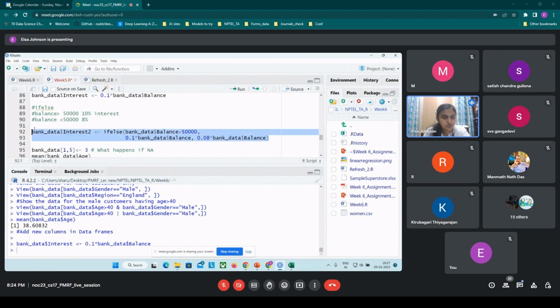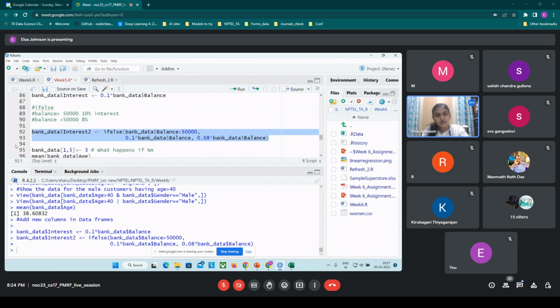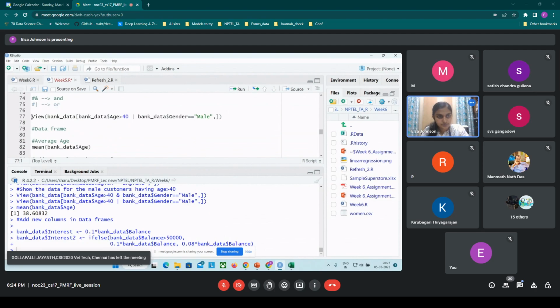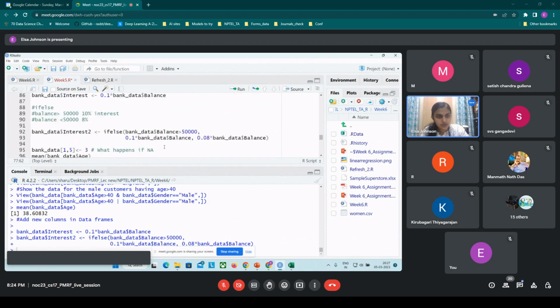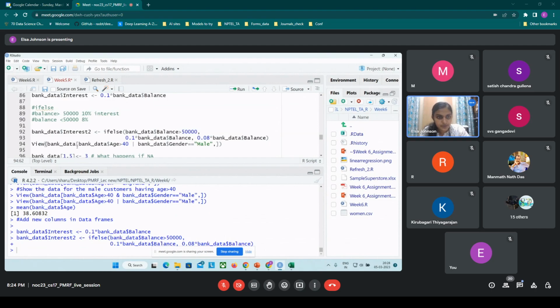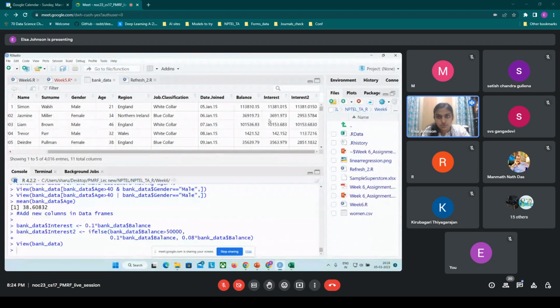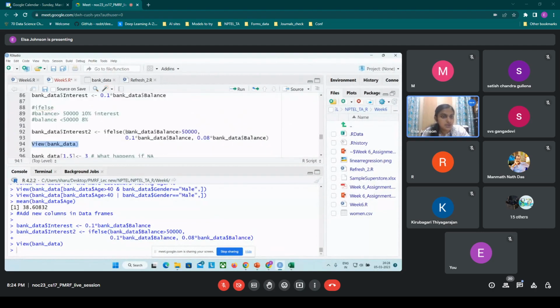So if I run this particular thing and view the whole data, some new columns are coming here. The interest column is created with this condition.